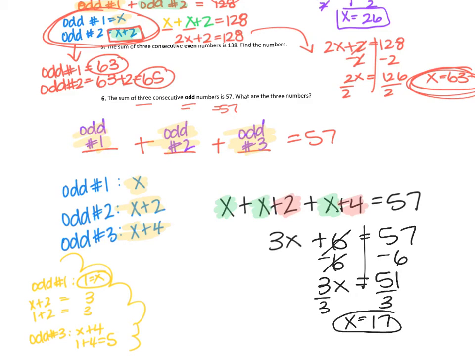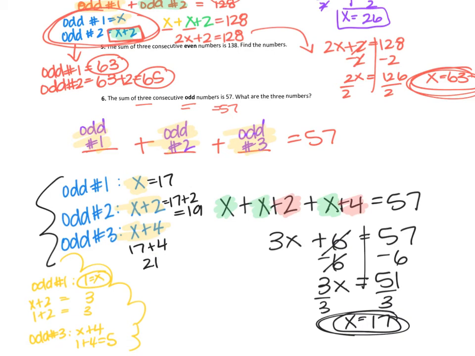But again, we have to answer our question. So let's figure out what these three odd numbers had to be. So we just found that x was 17. So now to get odd number 2, we're going to do 17 plus 2, which is 19. And lastly, to get odd number 3, we have to do 17 plus 4, which is 21. So my three numbers are 17, 19, and 21.